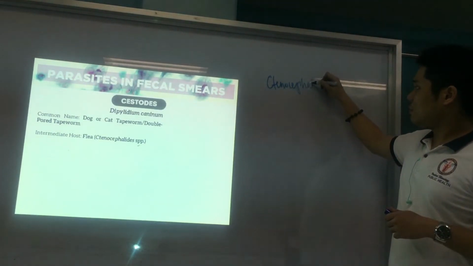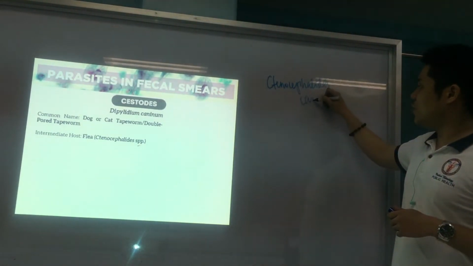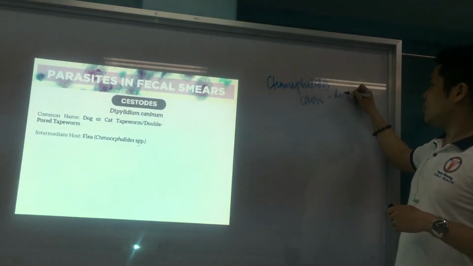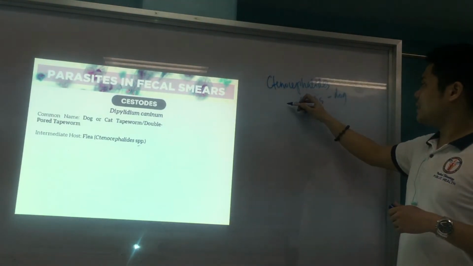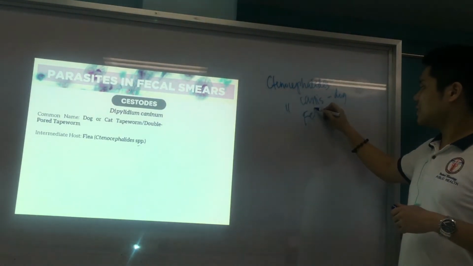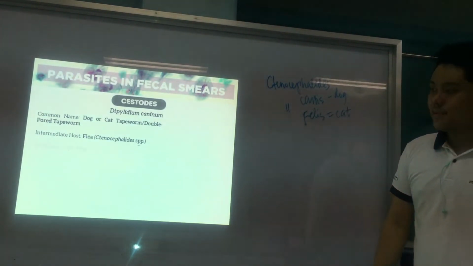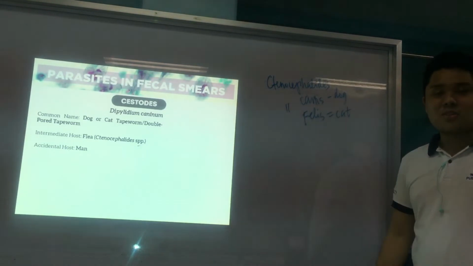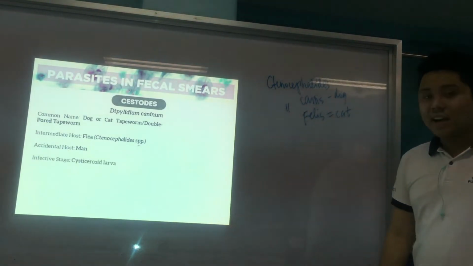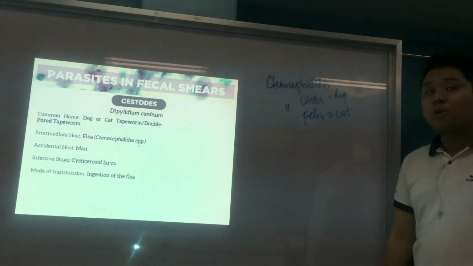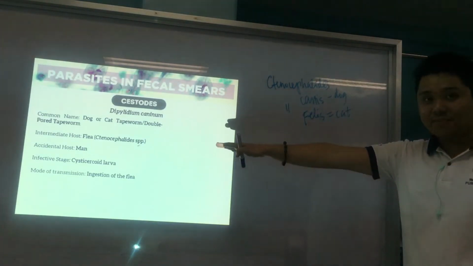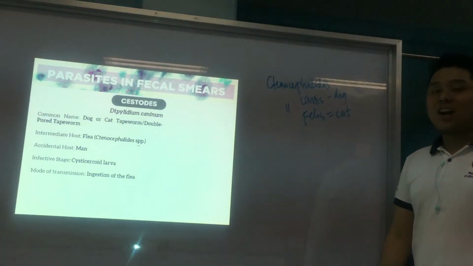Tenocephalides canis for dog flea, and Tenocephalides felis for cat flea. Okay, all right. And man is still an accidental host, same with H. diminuta. Infective stage: cysticercoid larva. Mode of transmission is ingestion of the flea that contains the larva.